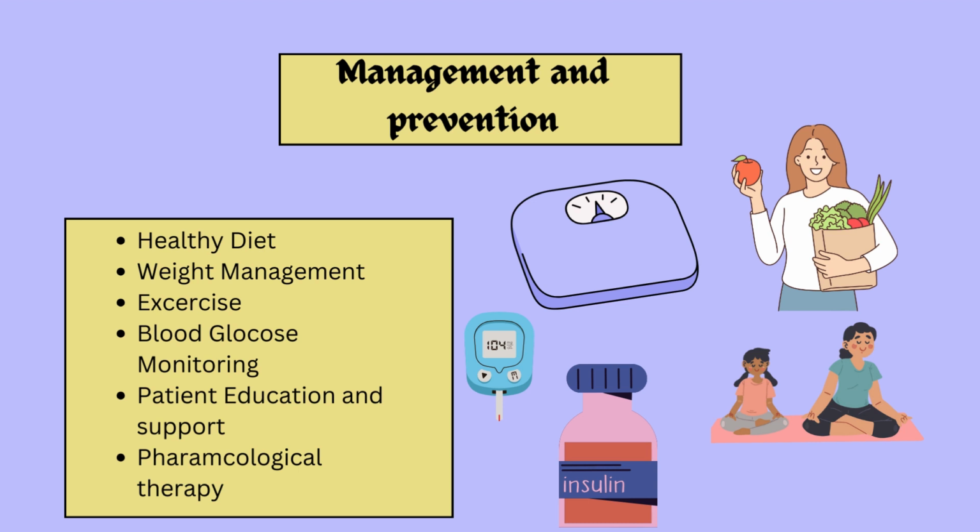So we can also discuss the management and prevention, right? A healthy diet is the cure for almost every disease condition, or helps to prevent the occurrence of most disease conditions. Good weight management can also help to maintain the blood glucose level and to prevent the occurrence of diabetes mellitus. Exercise and frequent blood glucose monitoring allow early detection of hypoglycemia or hyperglycemia.